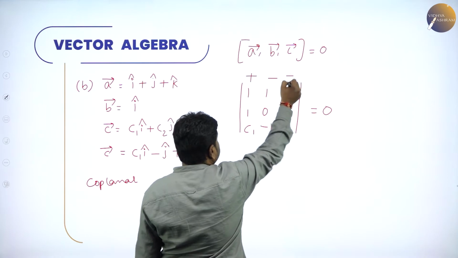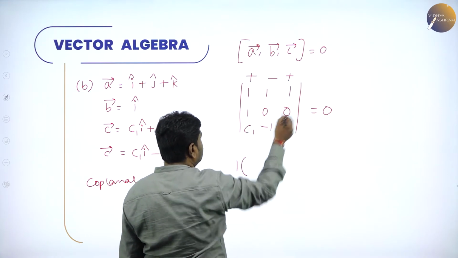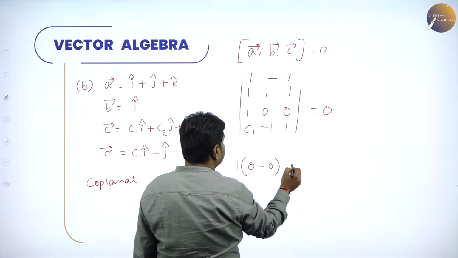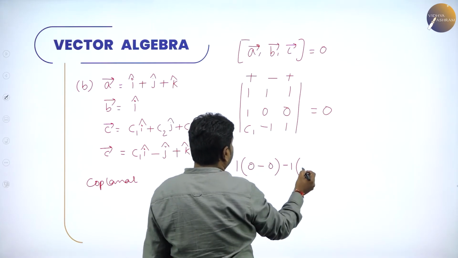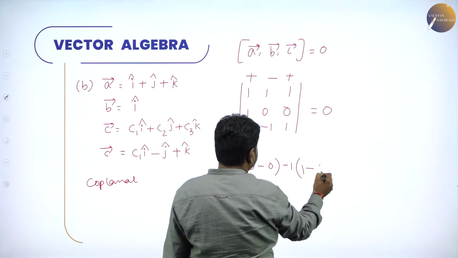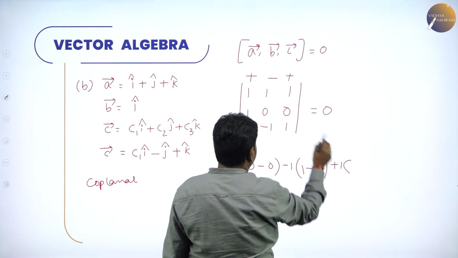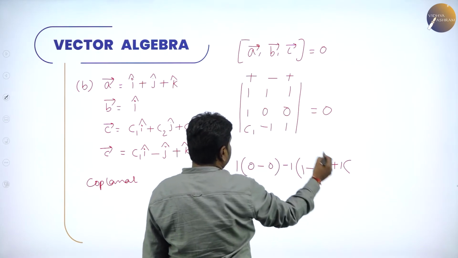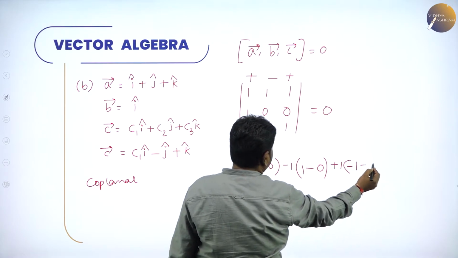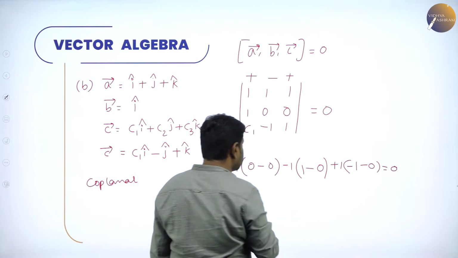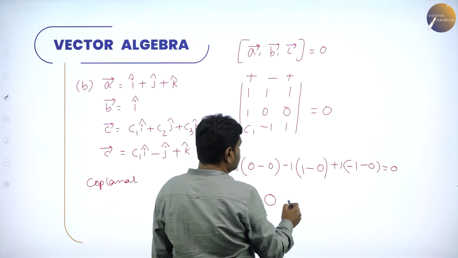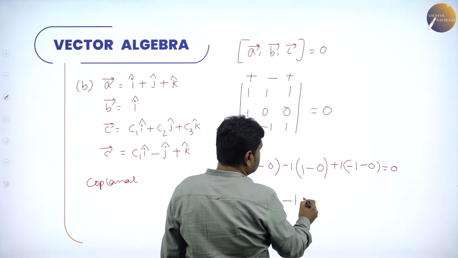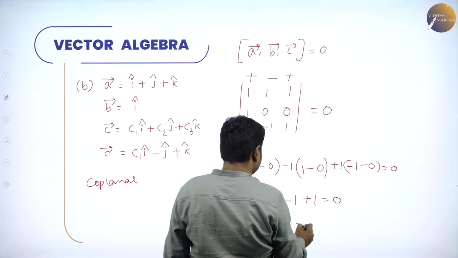Plus, minus, plus. 1 into, delete the column, delete the row, so we get 0 minus 0. Minus 1 into, delete the column, delete the row, we get 1 minus 0. Plus 1 into, delete the column, delete the row, minus 1 minus 0. Dear students, it is interesting that here we don't get the C1 value at all. This is 0, this will become minus 1, this will become plus 1, and this is 0. So we get 0 only.